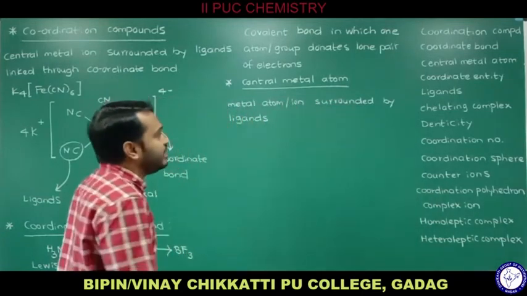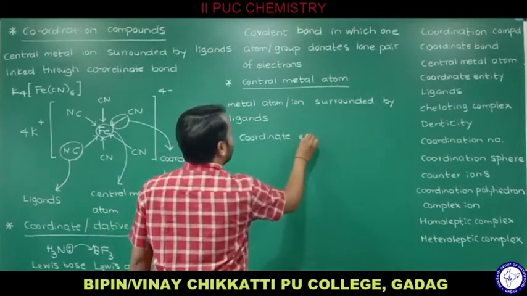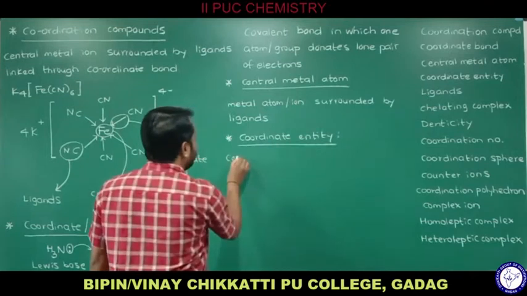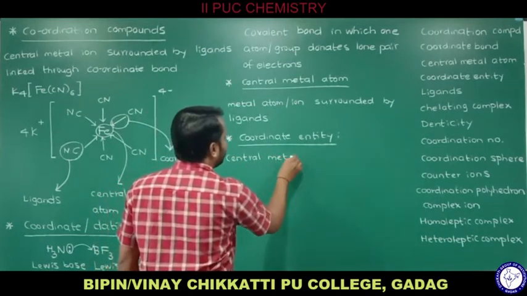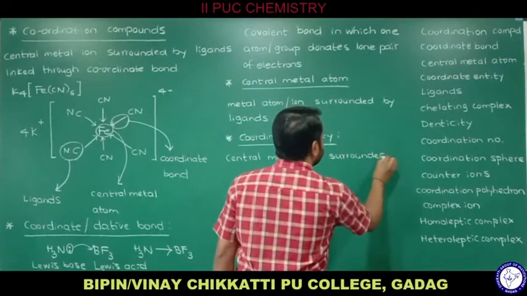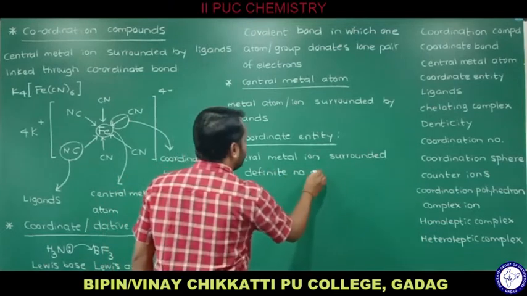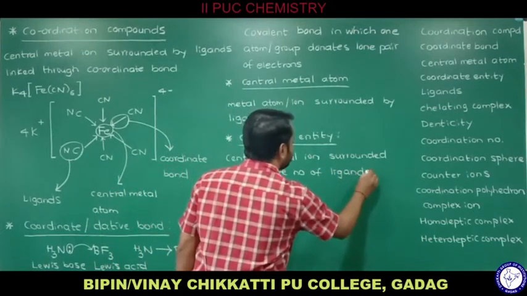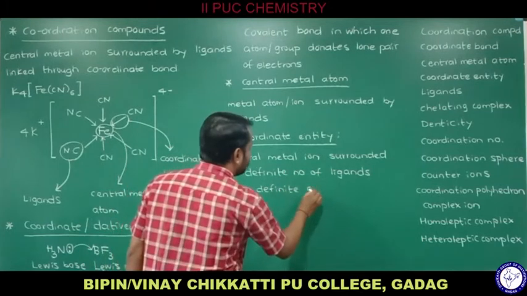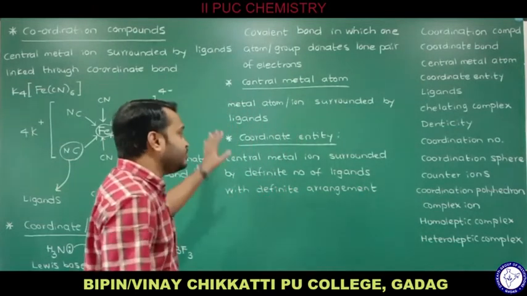So the next one we have is coordination entity. We'll see what is the meaning of that. In the case of a coordination entity, we have a central metal atom or ion surrounded by a fixed or definite number of ligands, with a definite arrangement of these ligands, or definite geometrical arrangement, and that is called a coordination entity.